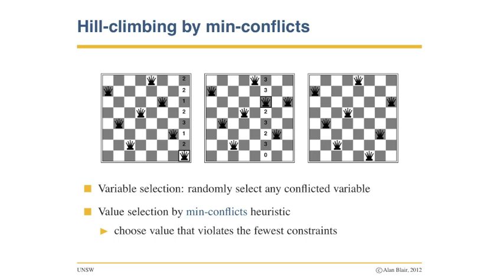Okay, but it's a multi-dimensional space. So if it's 8 queens, I've got 8 different directions in which I can move.